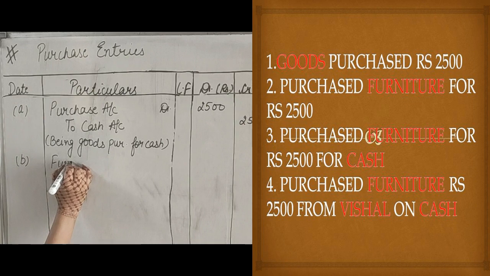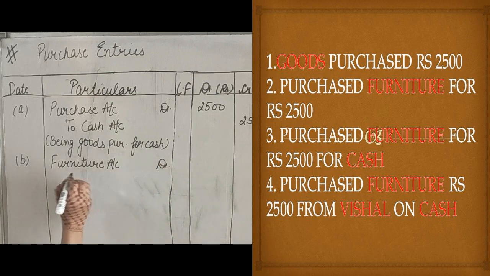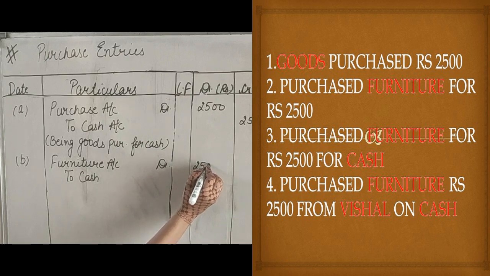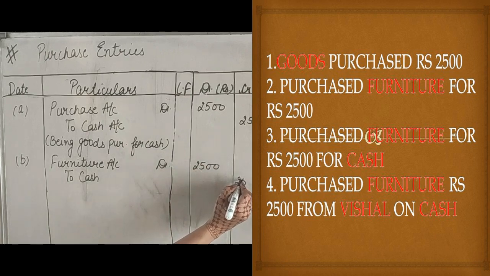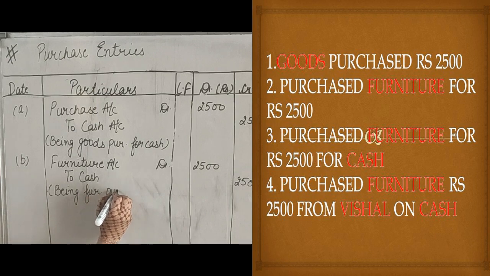Now furniture account debit to cash account, and the amount is 2500. We also write the narration, being furniture purchased on cash.